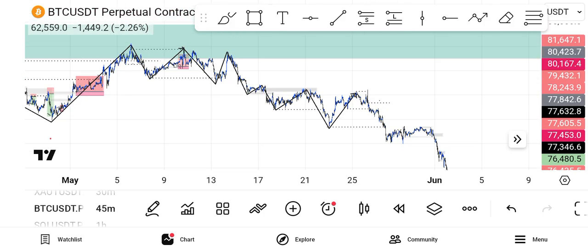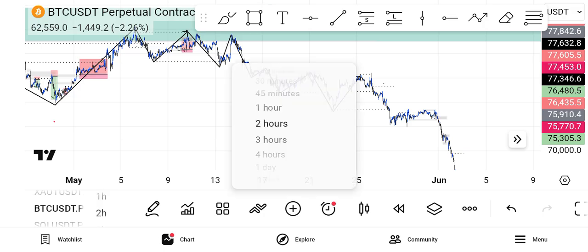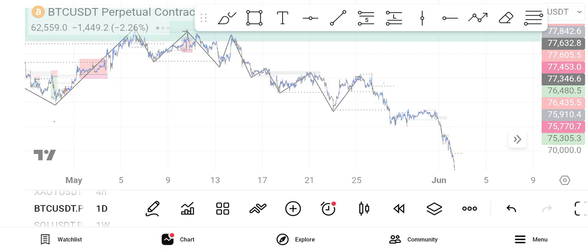Now, it reacted from the point of interest on the higher time frame, and is going to take out the low. So let's go to that daily time frame and look at where the market is going to take out.